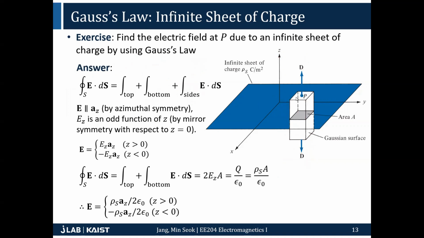Then the rest of the step is just applying Gauss law. Because the electric field is parallel to the z axis, all the side walls do not contribute to the integration. Only the top surface and bottom surface contribute, which gives 2 E z A. And the enclosed charge is rho S multiplied by A, divided by epsilon 0. And you get the E z component, which is rho S divided by 2 epsilon 0, right?